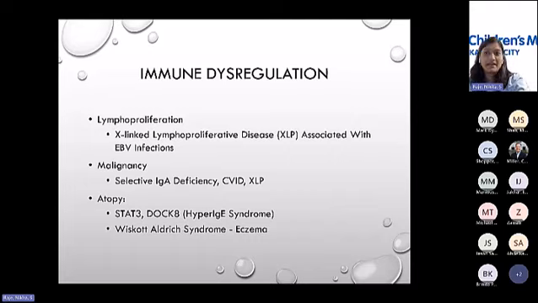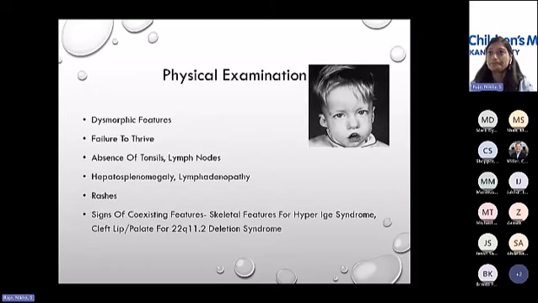Just keep in mind, I did mention hyper IgE syndrome, but the IUIS classification really took DOCK8 out of that classification and put it in combined immunodeficiency, another category, just because it behaves more like combined immunodeficiency. But yes, the IgE is high in those patients as well.